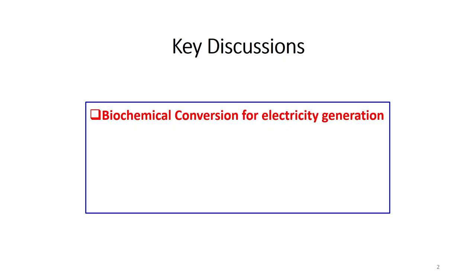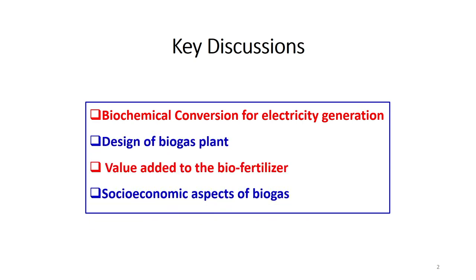Dear students, today we will be discussing the biochemical conversion process for power generation. Then we will discuss the design aspects of anaerobic digestion, and then value addition to the byproduct of anaerobic digestion, which is nothing but vermicomposting, and then socio-economic aspects of biogas technology. Now, without delay, let us take a look at aerobic and anaerobic decomposition.